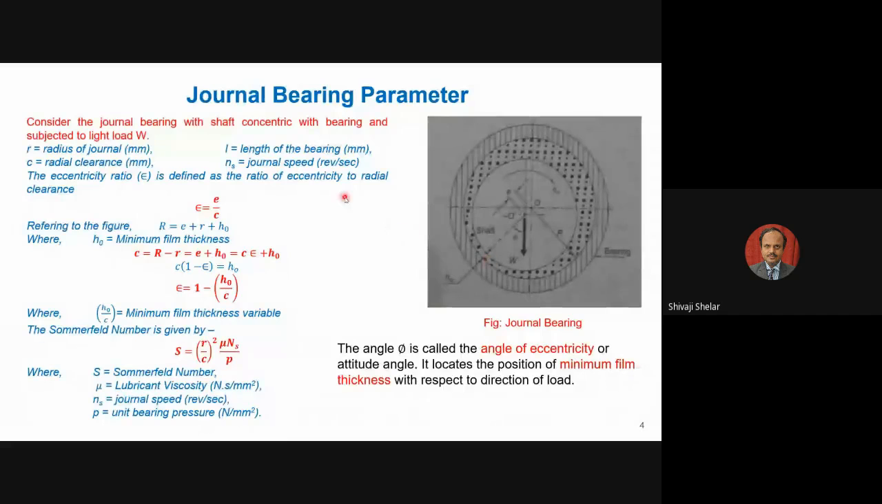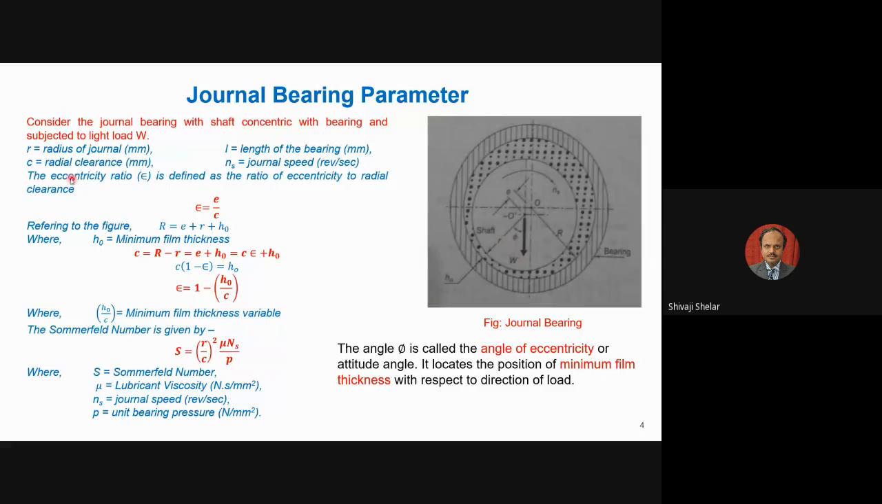So let's understand each and every term here. So we have the radius of the journal. With the center of the shaft, this is the radius of the shaft. So this radius is called the radius of journal. Then L, length of the bearing, that I have shown in the previous diagram, is the bearing length which is supporting the shaft or journal.